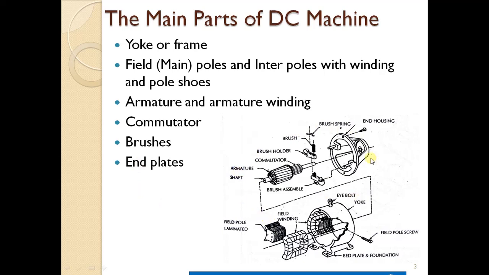Here you can see the assembly of a DC machine. These are the field poles or main poles, and this is the field winding which we can wind on these field poles. The yoke is the outermost part of a DC machine, and you can fix these poles by using this field pole screw. Along with that you can see the armature and the shaft. The armature is placed over the shaft, and here we have a commutator next to the armature so that it will collect all the induced current of the armature. It is collected by the commutator, and these are the brush holders which are placed on this commutator.